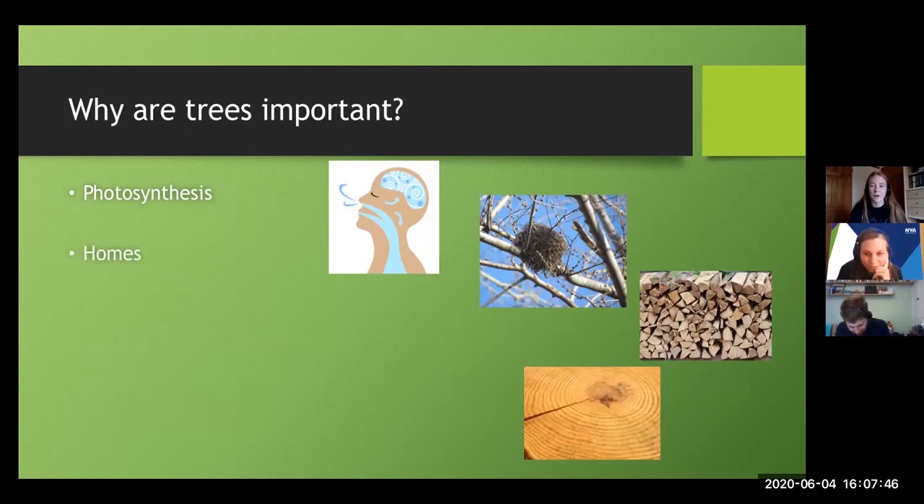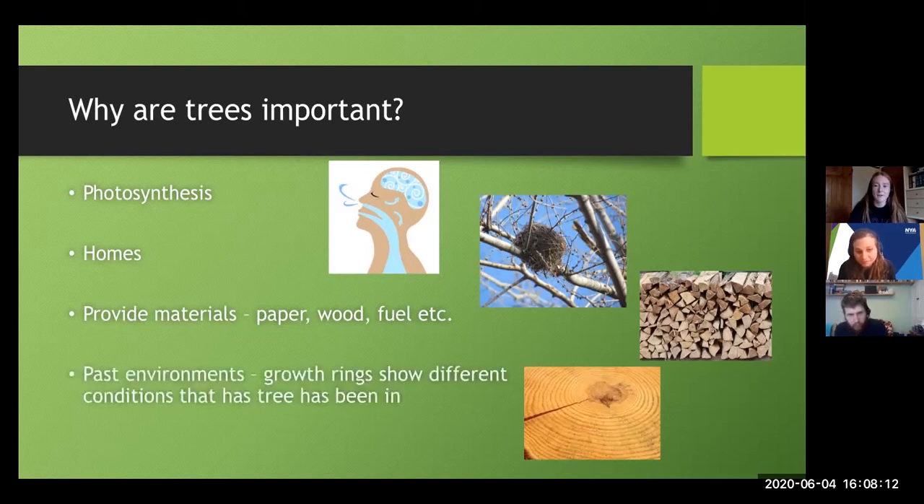They act as homes, habitats, so they can act as homes for mammals, birds, insects. There's a whole variety of animals and other things that live on or in trees. They provide materials, so they're really useful for humans. They provide wood, fuel, paper, all those kind of things. And then I've put this one in here, which I think is really interesting, and I learned a little bit about at uni. So they tell us about past environments.